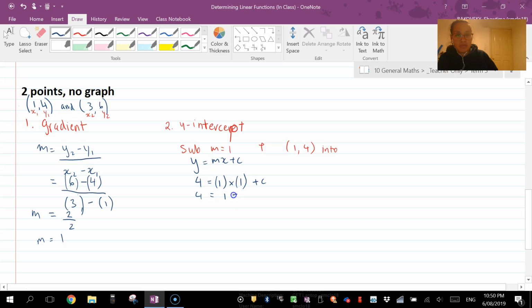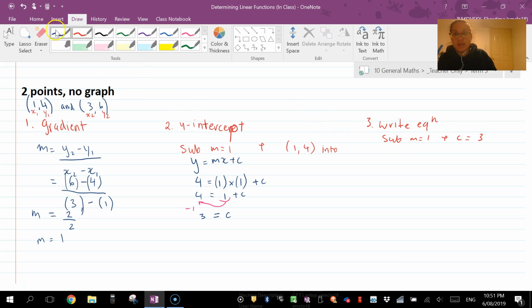4 equals 1 plus, oh, I should get an orange colour here to match what I do on the boards in class. What number plus c gives us 4? So using your star bridge, the inverse of adding 1 is subtracting 1, and c equals 3. So m equals 1 and c equals 3.